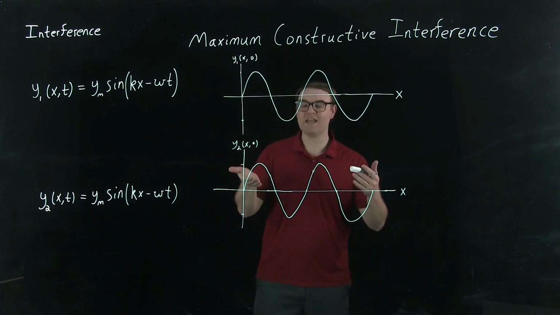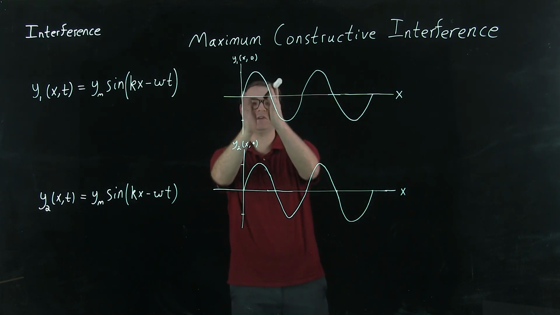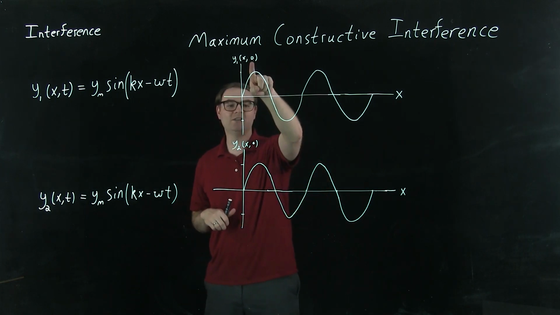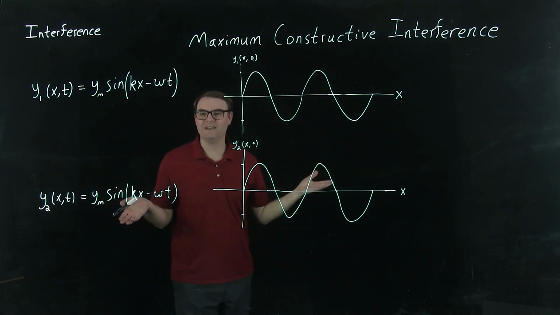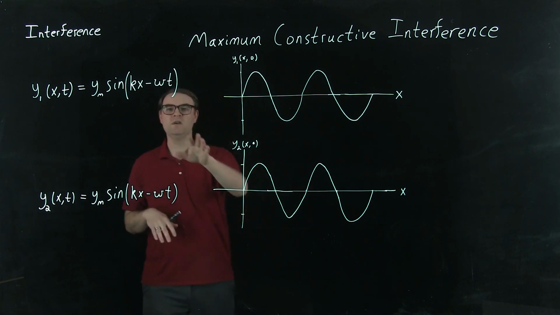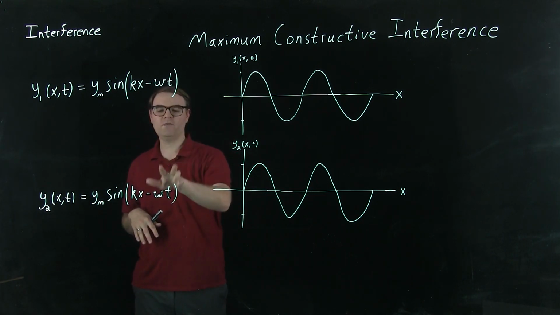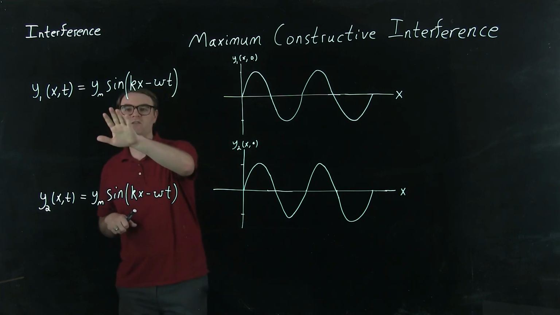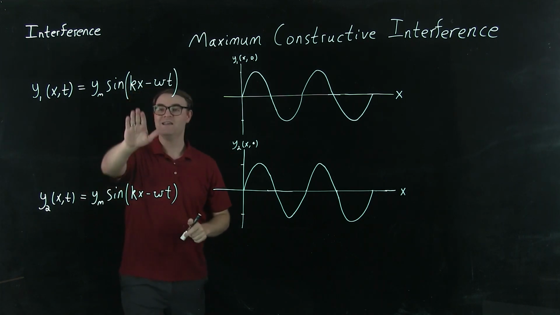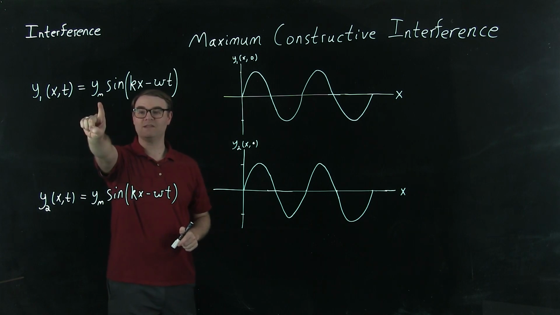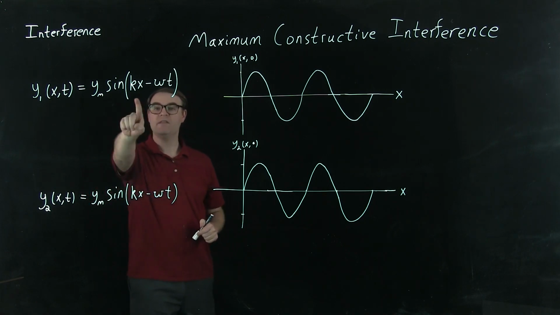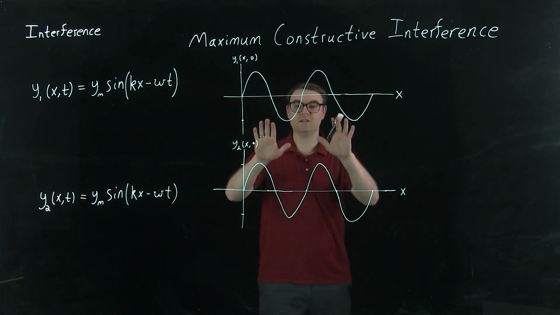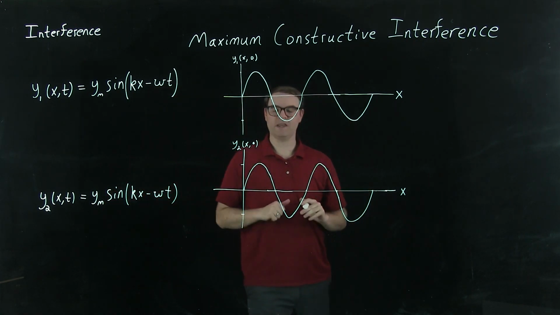To add two waves together using superposition, you simply have to look at every point in space. I've also chosen a certain instant in time. For convenience, I chose t equals 0. So that means that this part of the wave in the sine argument will go to 0, so we're just graphing sine of kx. They're identical waves, so they have the same amplitude ym. They have the same wave number and angular frequency. So you can see that these waves look identical over here.